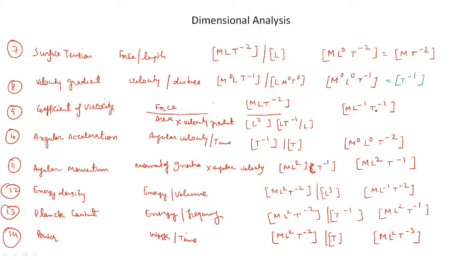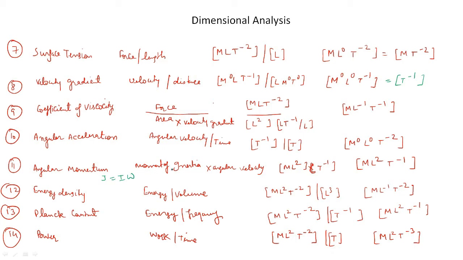Then angular acceleration, it is defined as angular velocity upon time. Angular velocity, it is angle upon time. Angle is dimensionless, so it will have the dimension T to the power minus 1 and divided by time, it has the dimension T. So finally it becomes M to the power 0 L to the power 0 T to the power minus 2.